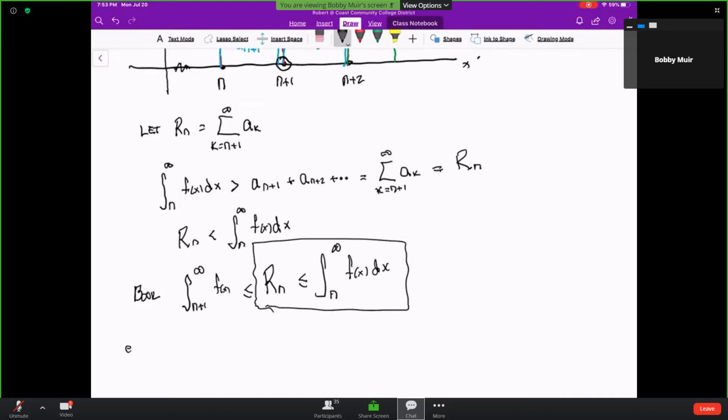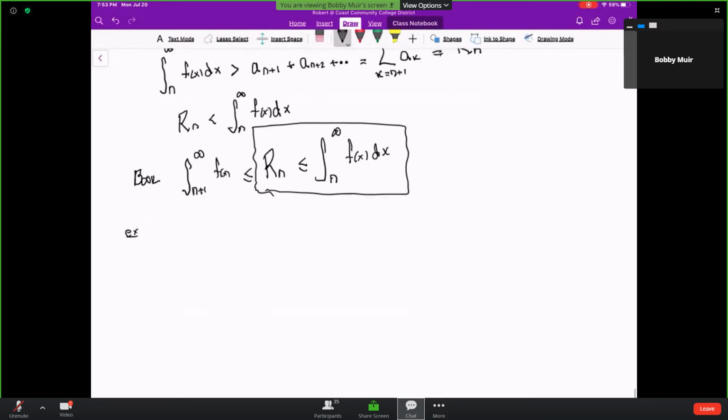For example, let's say I want to estimate the sum from n equals 1 to infinity of 1 over n squared with s sub 10. That's going to be 1 plus a fourth plus a ninth, up to plus 1 over 100.